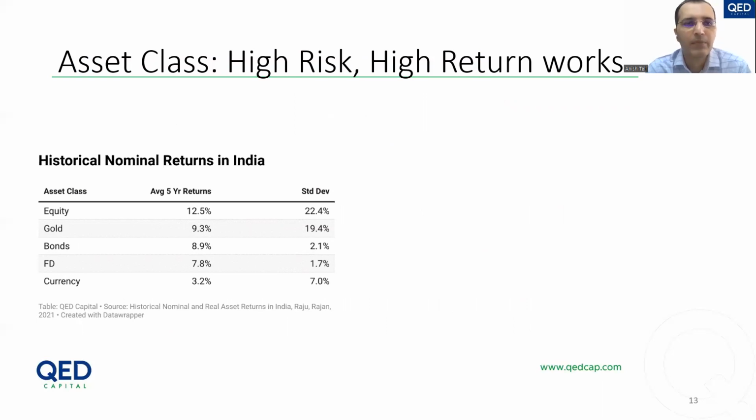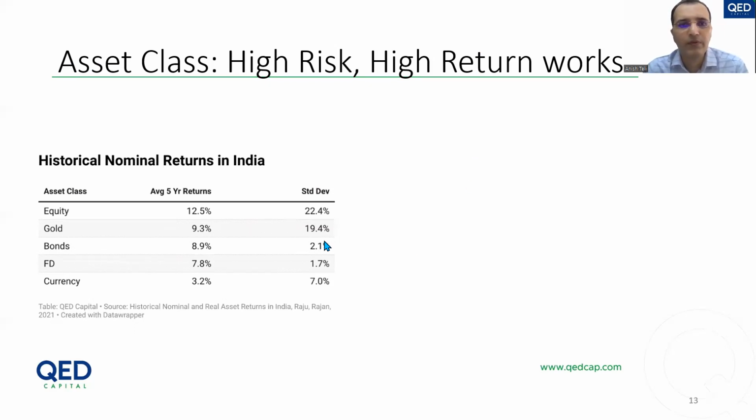Gold has returned about 9.3% with a volatility of approximately 19%. Bonds have returned about 8% with just a volatility of 2%. Of course, in the last 1 year, bonds would have suffered. Bonds, FDs are also less tax efficient, and FD rates have also fallen a lot in the last couple of years. So once we update the numbers for 2022, we'll see a change in those numbers. But you get the drift, right?